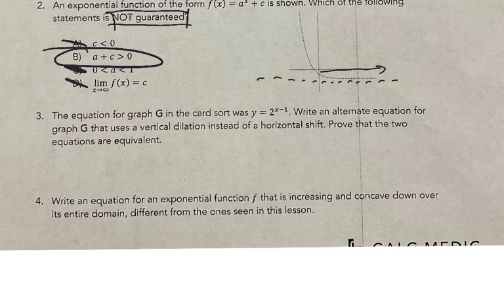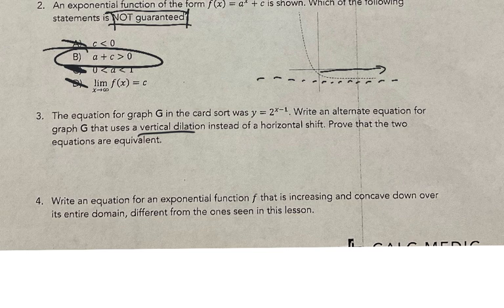3. The equation for graph G in the card sort was 2 to the x minus 1. Write an alternate equation for G that uses a vertical dilation instead of a horizontal shift. So how did we get vertical dilations? Vertical is the y's. So I need to affect the y's. Y's is done on the outside. And to dilate means I need to multiply. So can I write this where I multiply by something on the outside?